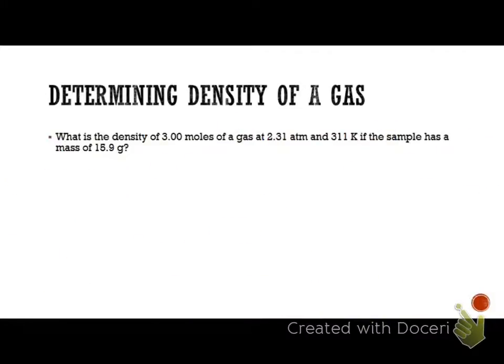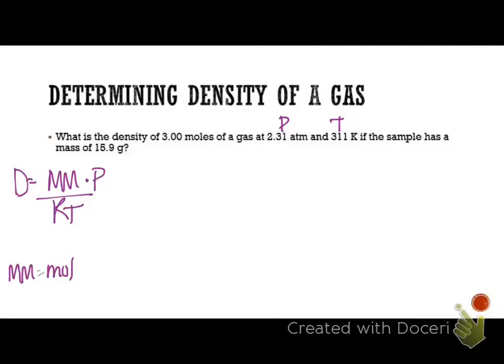Density, this time we're going to be using that other equation. We're going to be solving for density, and density is going to be molar mass times pressure over RT. Okay, this time they tell us what's the density of 3 moles of gas at 2.3, so we get pressure and we get temperature, and that sample has this many grams. Luckily we don't have to do extra conversions because our pressure and temperature are already what we need them to be. However, we don't know what gas this is, so we don't know the molar mass, but remember molar mass, oh my goodness, let's erase that, is grams per mole.